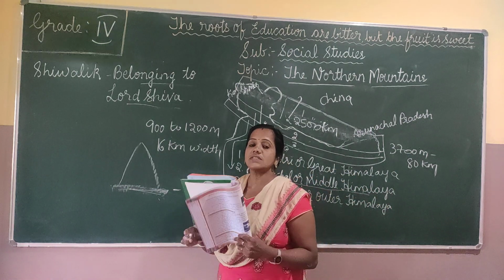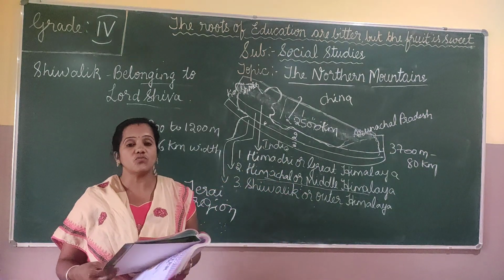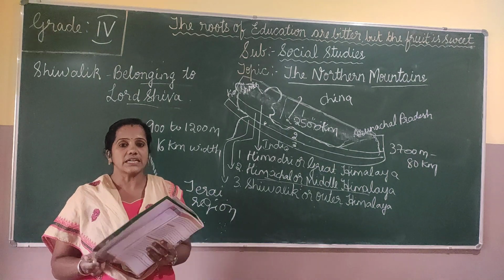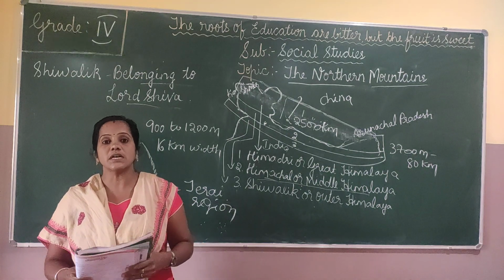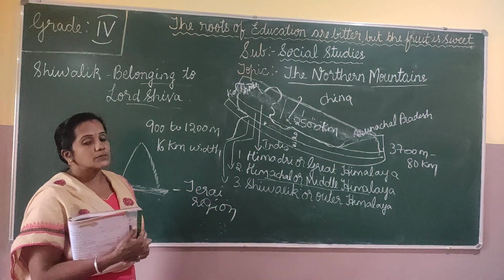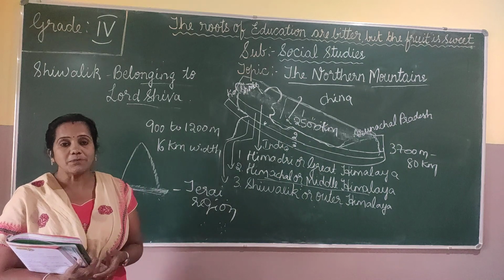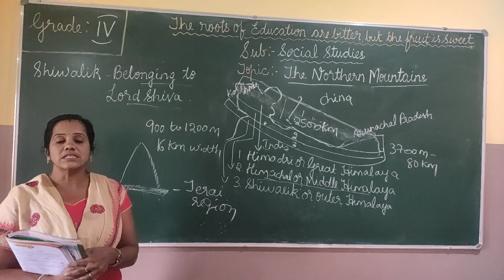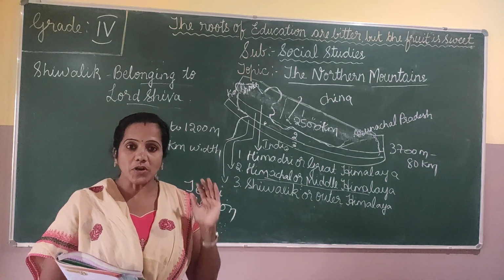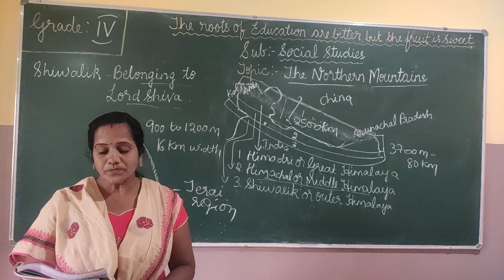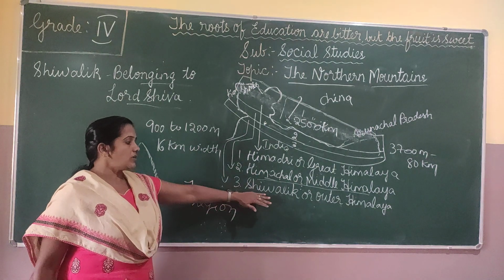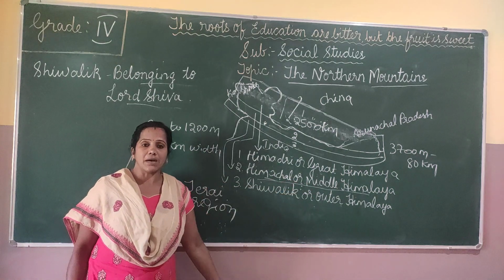Now, deforestation for the purpose of wood and farmland has spoiled the beauty of this range. To protect these forests, the government has set up several protected areas such as Corbett National Park and Kaziranga National Park, to protect the forest and wild animals. So this was about the Shivalik or outer Himalayas.